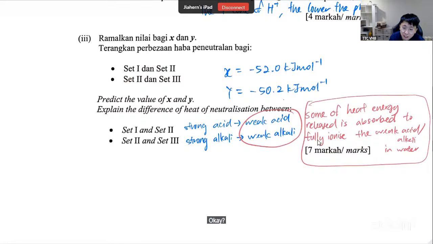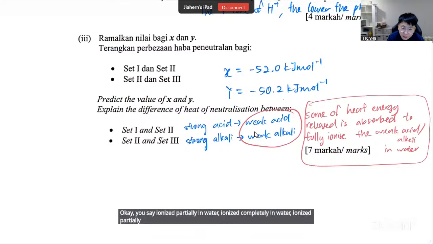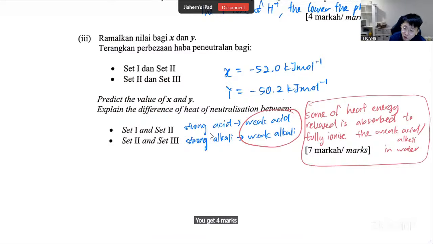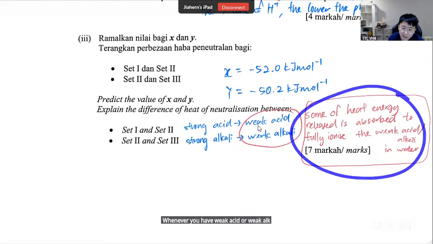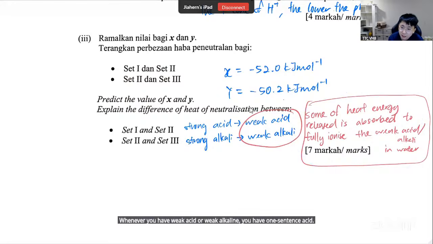Before that, the marks come from the prediction of value, 2 marks for X and Y. And then 4 marks is the definition for weak acid and weak alkaline. You say ionized partially in water, ionized completely in water, ionized partially in water, all this, you get 4 marks to define the strong acid, weak acid. And the last mark is this. Whenever you have weak acid or weak alkaline, you have 1 sentence as this. So 7 marks. All good?